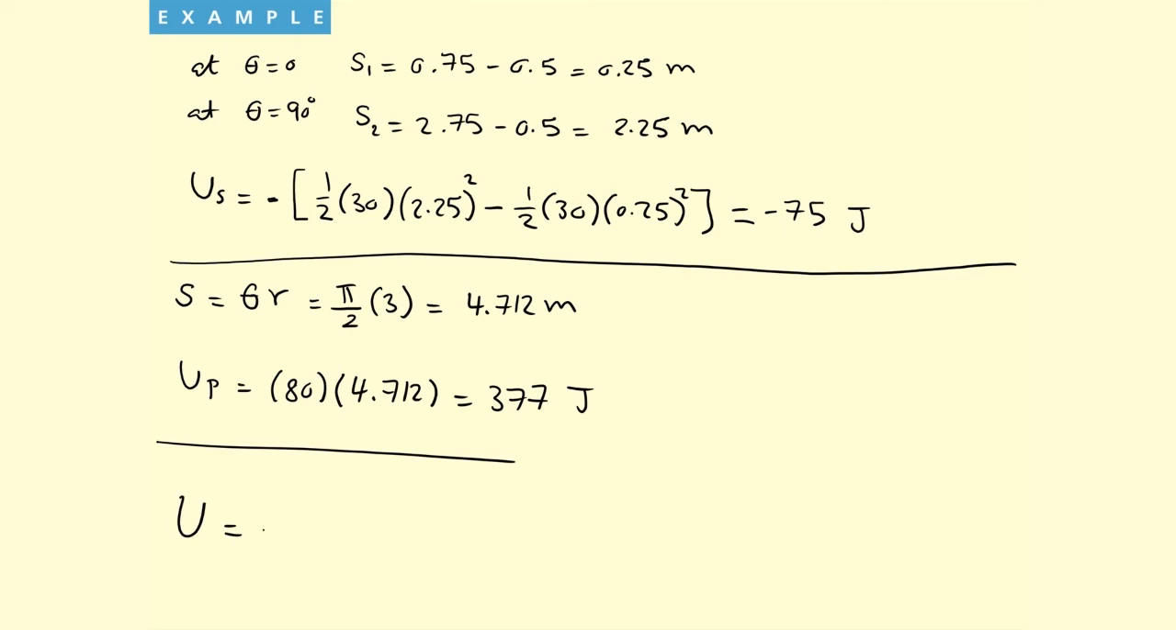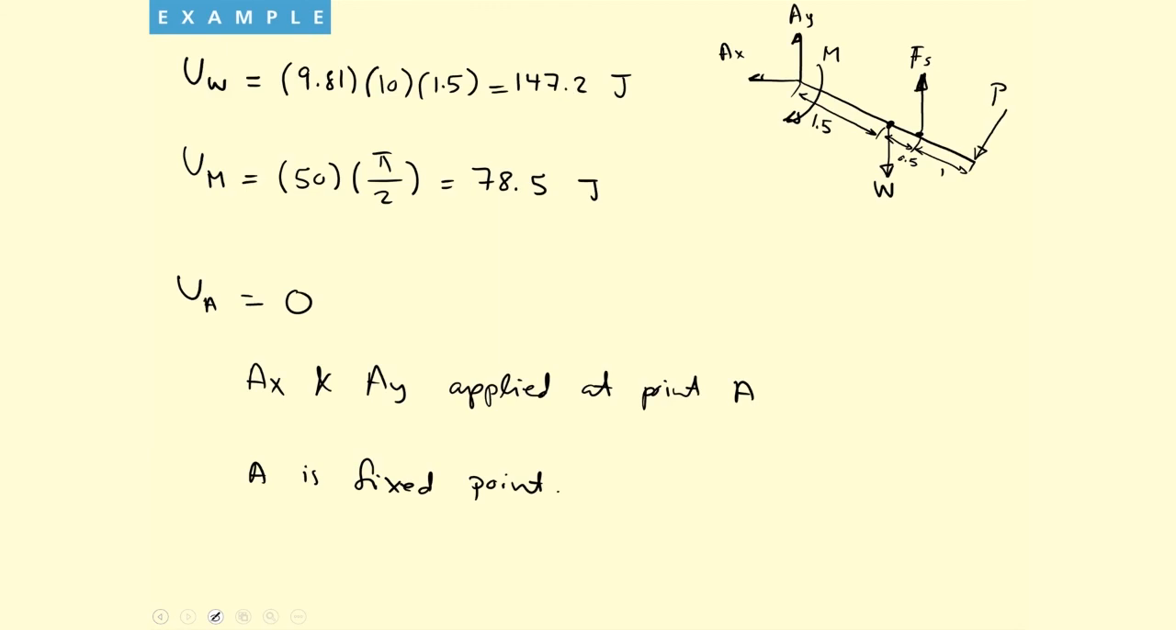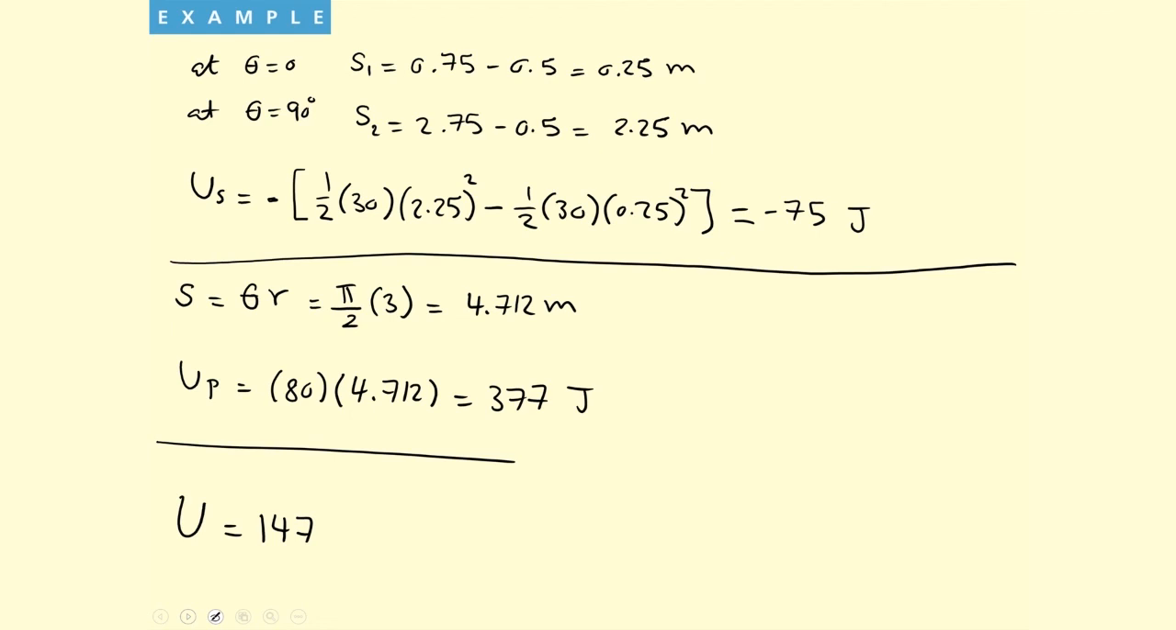Now, the total work done is basically the sum of the work done by all the forces. So you have 147.2 that we did here, and you have the 78.5, minus 75, plus 377. This will give you a final answer of 528 joules. And this covers a variety of forces that give you work, and it's good practice to go through this yourself and try to calculate these all over again.